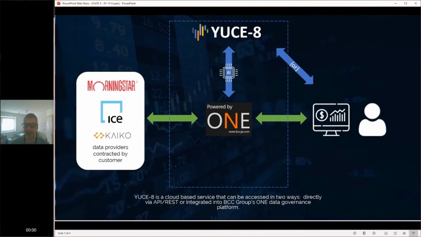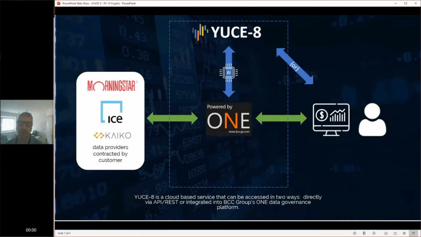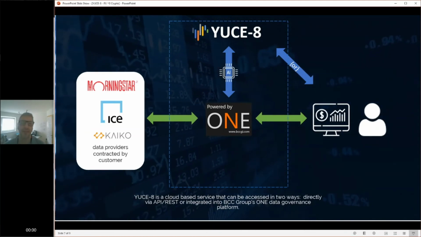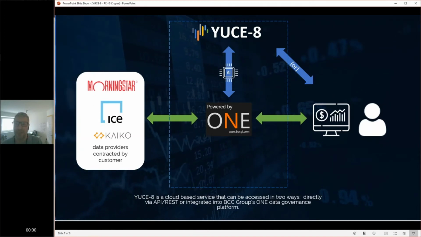How can it be integrated? Just a short wrap up. So everyone has existing data streams from Morningstar, from ICE or others. What we do, we just plug into those streams, use customer-owned data, run the predictions in the cloud instantly, and stream the results into the existing environments. So there's no need to buy new stuff, integrate a lot. It's just taking the data, going through YUCE-8, running the predictions and streaming the predictions back to the client environments.